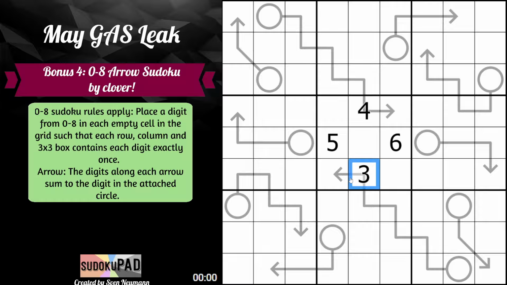And that would give us all of the digits along the arrow sum to the circle. And that's it. Those are the rules. Let's just jump right into it.